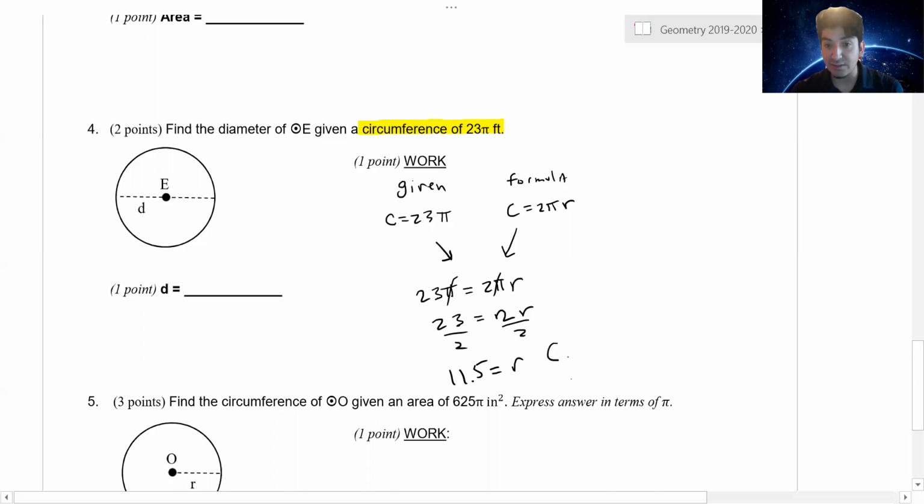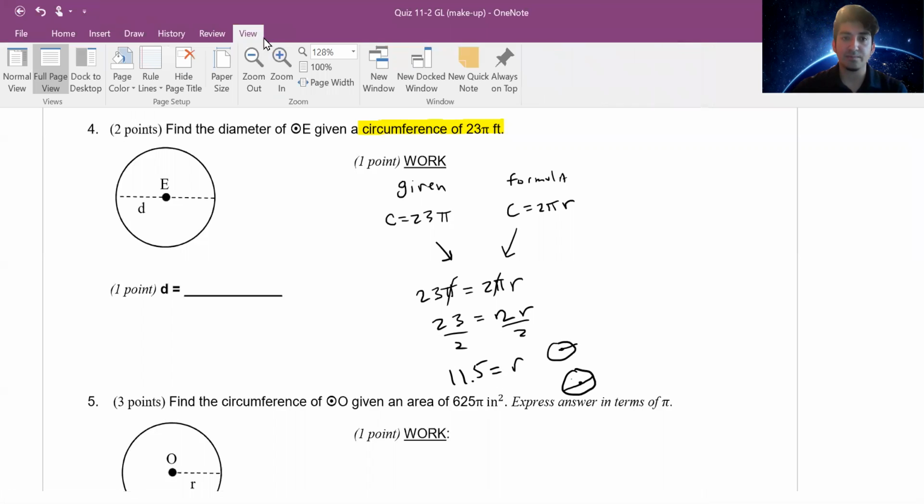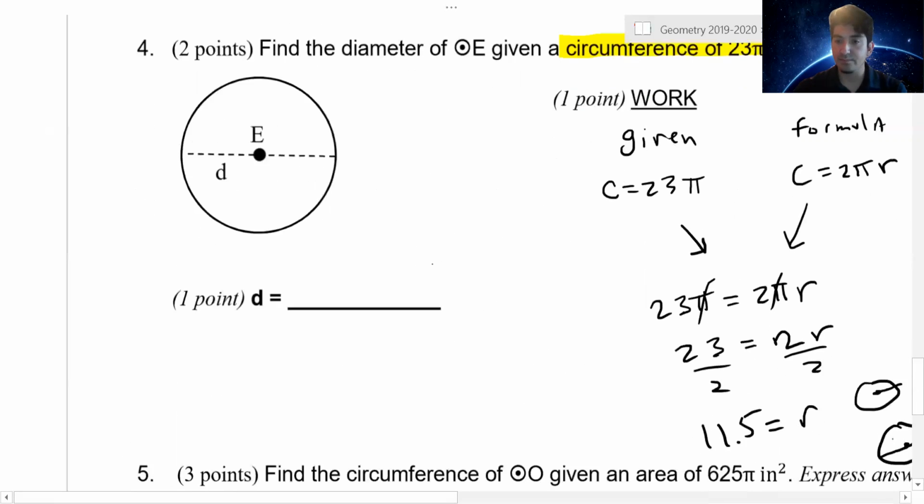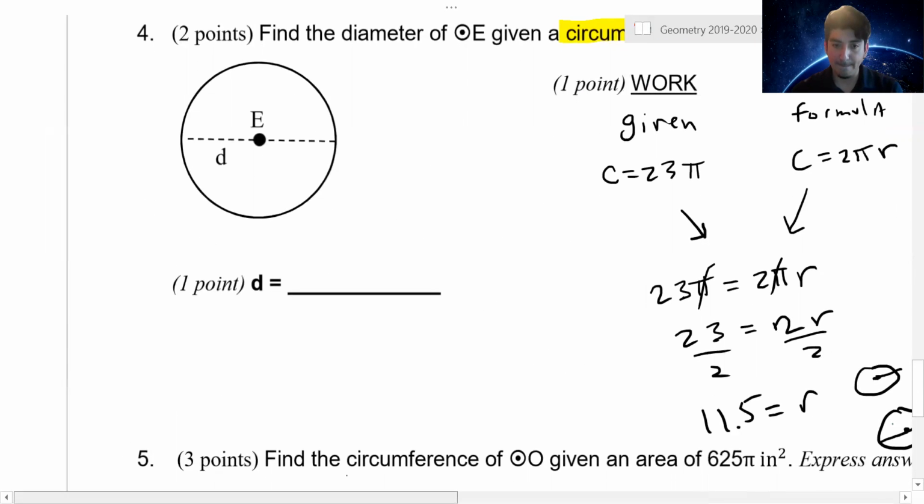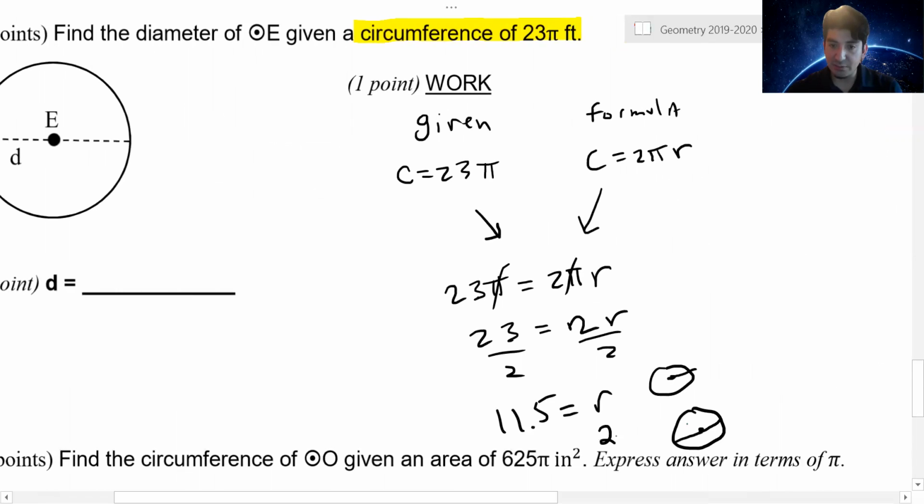A radius is just halfway through it, but a circle's diameter goes all the way across. So that means I have to double that number, which is going to become 23. So that's going to be 23 feet in this case. Oh, it's going to be a diameter, my fault. That would be your diameter in that case, so feet.